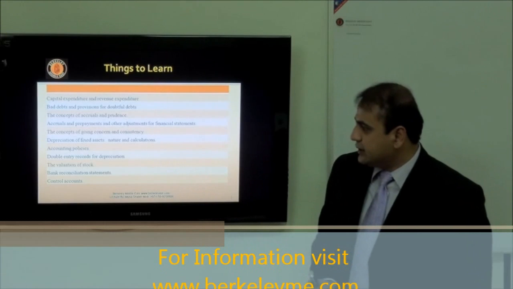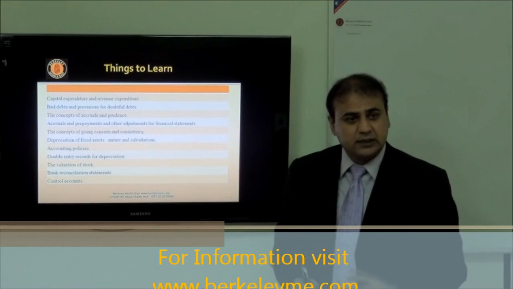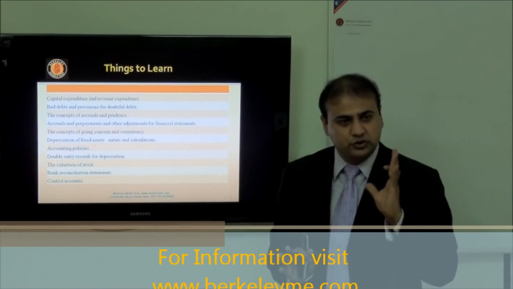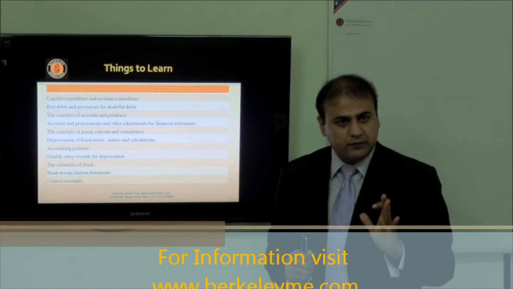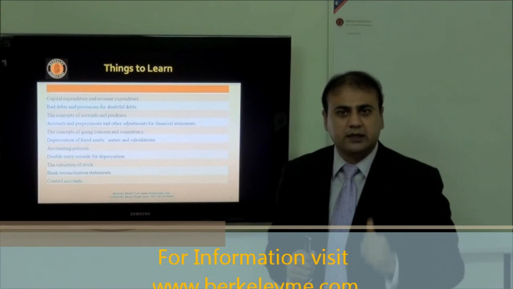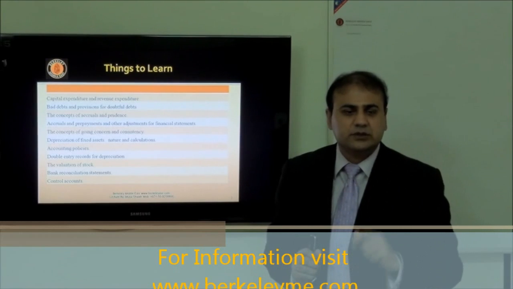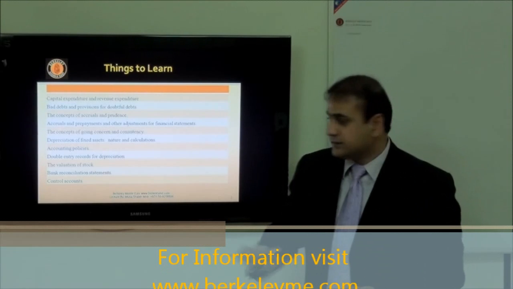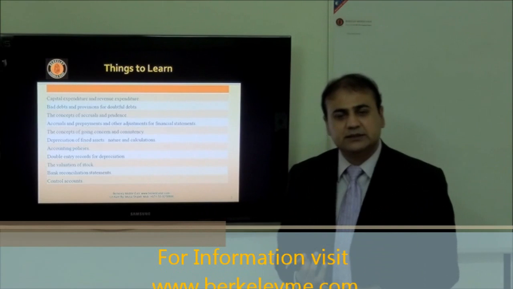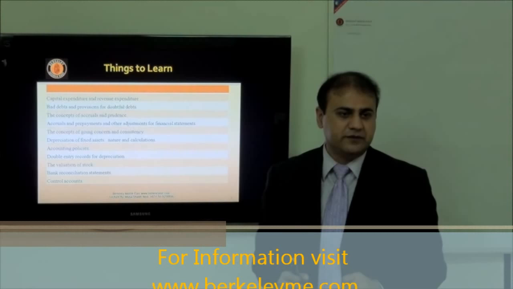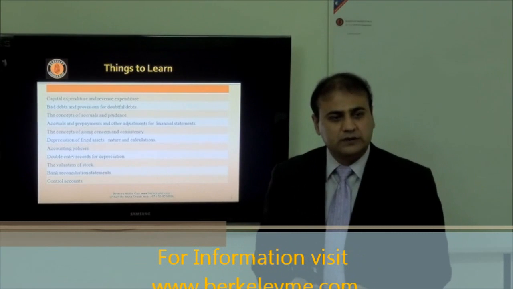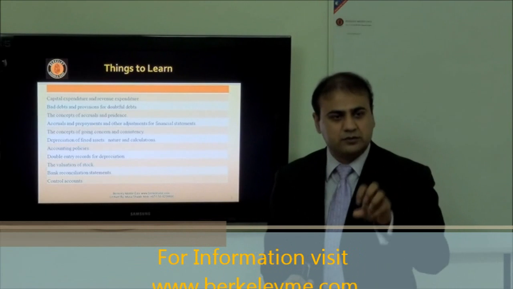Then the concept of going concern and consistency. Generally when we develop the accounts, we have to keep in mind that this company should not close before 12 months, generally as a trend. So this is the concept called going concern. Then we have depreciation of the fixed asset. What is depreciation? This is the decrease in the value of a fixed asset. This we have to learn. Then there are certain accounting policies which are built in on how the accounts will be made.